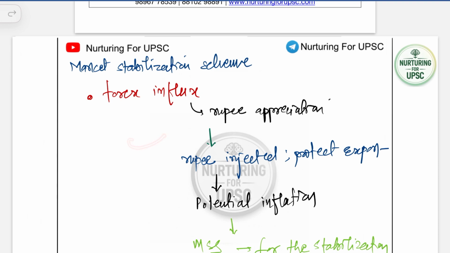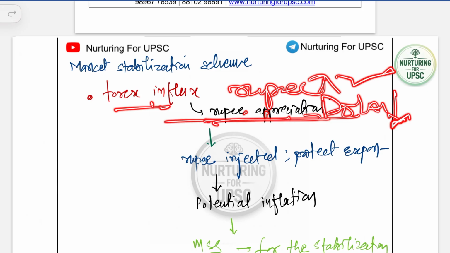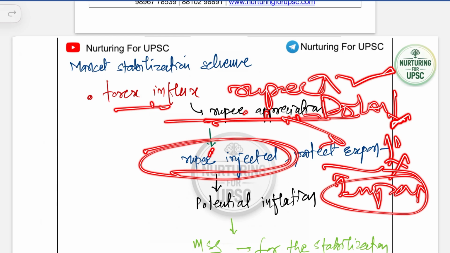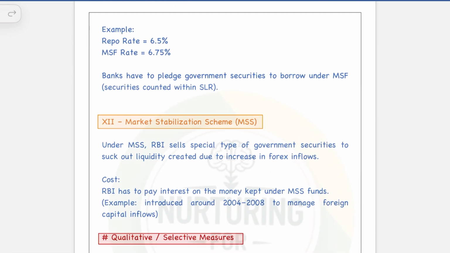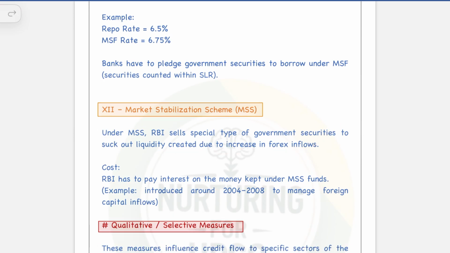But फिर से एक बार मैं बताता हूँ, किसी केस में अगर फॉरेक्स इन्फ्लक्स होता है तो फिर उससे रुपी अप्रिसिएशन होता है। क्यों? क्योंकि रुपी की डिमांड बढ़ती है और डॉलर या फॉरेक्स की डिमांड कम होती है, तो रुपी अप्रिसिएशन होगा। अब रुपी अप्रिसिएशन को एड्रेस करने के लिए, क्योंकि एक्सपोर्ट कम होते हैं, इंपोर्ट चीपर बढ़ते हैं, तो उनको प्रोटेक्ट करने के लिए रुपी इंजेक्ट किया जाता है। अब इस इंजेक्टेड रुपी की वजह से इन्फ्लेशन ना हो, इसलिए मार्केट स्टेबलाइजेशन स्कीम आती है, which is talked about here. RBI has to pay interest on the money used to absorb the liquidity created by forex influx.